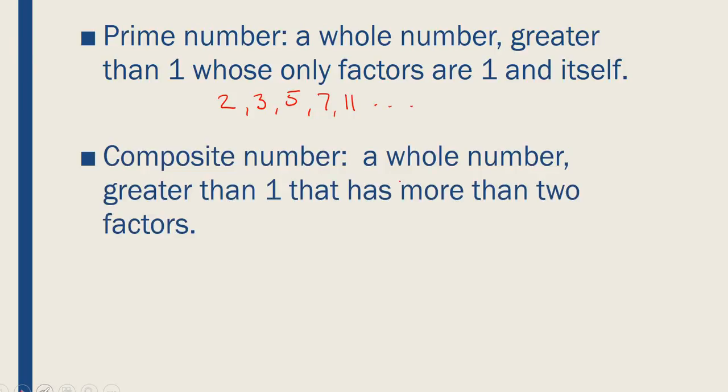Composite numbers: a whole number greater than 1 that has more than 2 factors. So anything that's not prime is composite. 4, 6, 8, 9, 10, they all have more factors than just 1 and themselves. So, prime numbers and composite numbers.